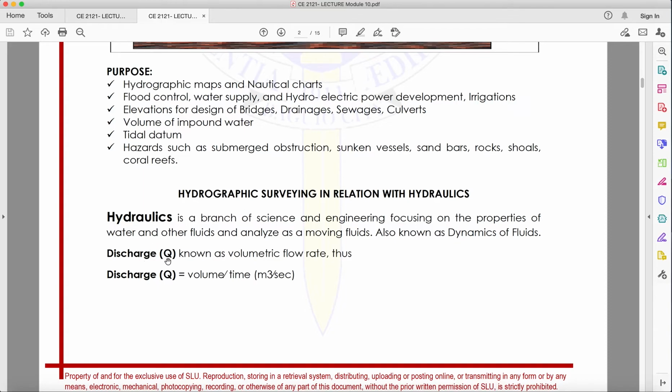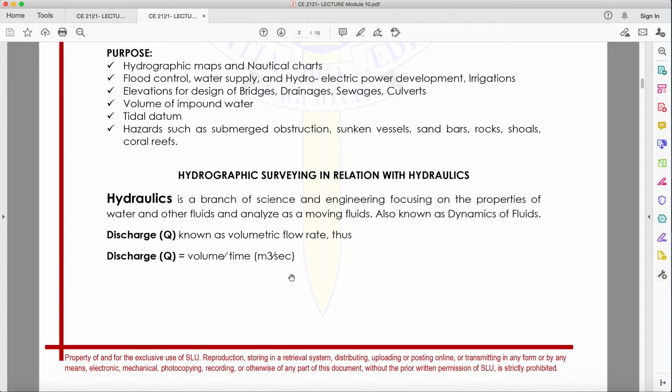So discharge, or Q, is known as the volumetric flow rate, or it is simply the volume which is moving. So Q is equivalent to volume over time. It can be in meter cube per second. It can also be in cubic feet per second. So meter cube per minute, meter cube per hour, it can be that. But the important thing is it is volume per unit of time.